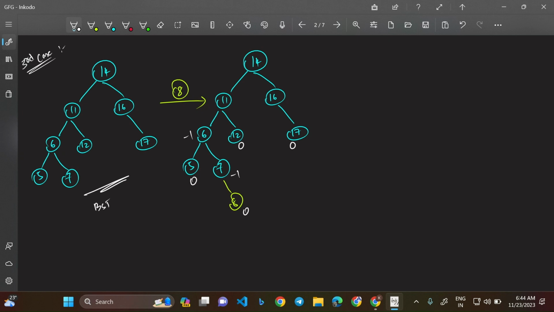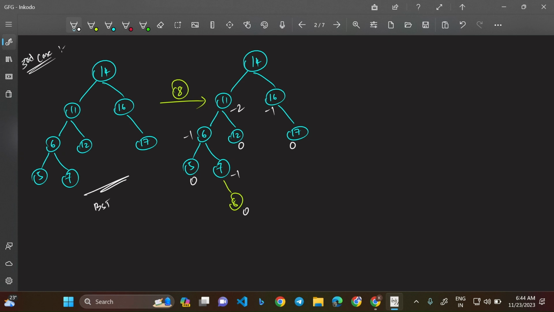For 6 it's -1 again. For 16 it's -1. For 11, what is the balance factor here? The maximum to the left is 3, and to the right side it's 1, so it's -2. Here to the left it is going up to 3 levels, and to the right it's going only up to 1 level. So 1 minus 3 is equal to -2.